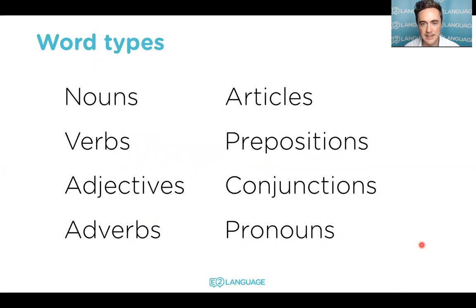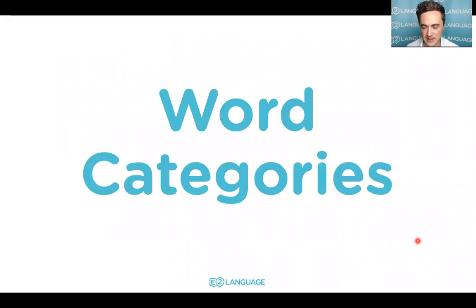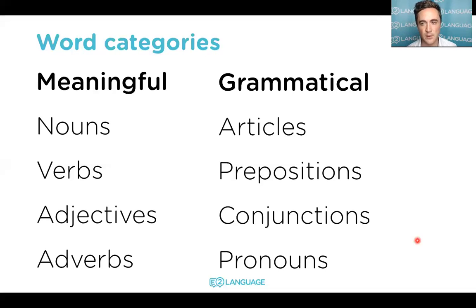So here are the different word types in English. There are 8 different word types. There are nouns, verbs, adjectives, adverbs, articles, prepositions, conjunctions, and pronouns. We can divide these into categories because really there are 2 categories of words in English. There are meaningful words and there are grammatical words. So the meaningful words are words like nouns, they're meaningful, verbs are meaningful, adjectives are meaningful, and adverbs are meaningful. Then there are grammatical words: articles, prepositions, conjunctions, and pronouns. They are not meaningful. They do not have meaning. I'll explain what I mean.